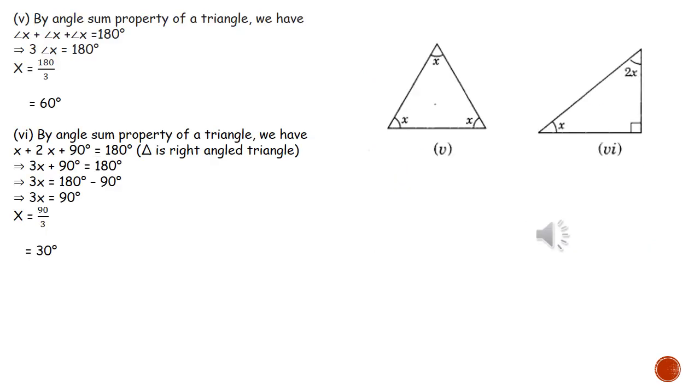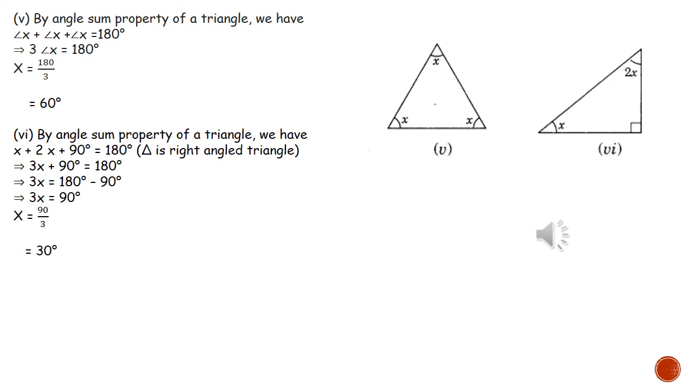In the fifth part of the first sum, each of the angle of the given triangle is x. So x plus x plus x is equal to 180 degree. 3x is equal to 180 degree. So x will be 180 by 3, that is 60 degree.